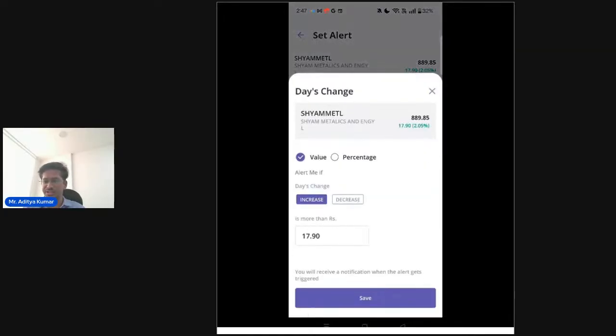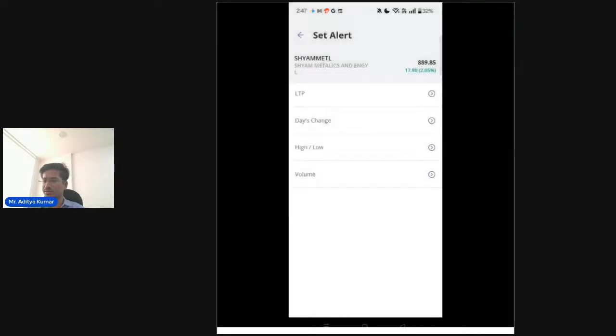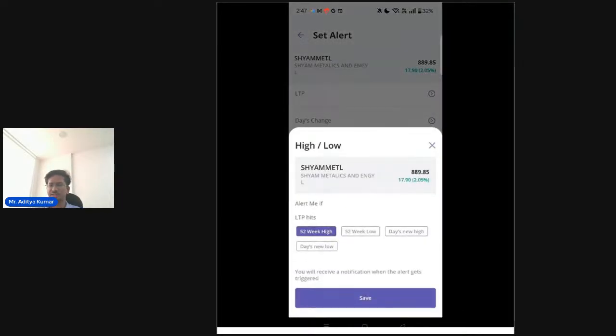Then we have percentage change, a set of alerts for when the stock's price moves by a certain percentage in a day, such as a 5% increase or decrease, which might signal a trend. Then we have high and low. These are the 52-week highs and lows. You will receive a notification when the stock hits its highest or lowest price in the past year. This is a key indicator of its performance stage.